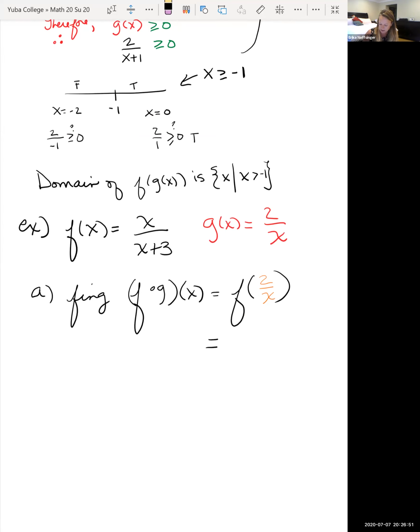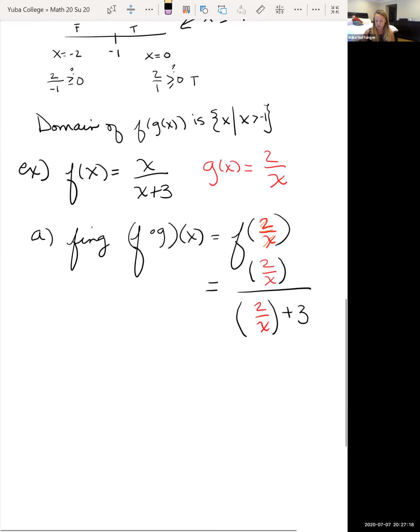So let's go in and put parentheses wherever we see an x in our f of x. So we see x in parentheses, and then a plus 3. So rewriting that with 2 over x. And then we want to simplify this. We have a complex fraction. We have fractions within fractions.